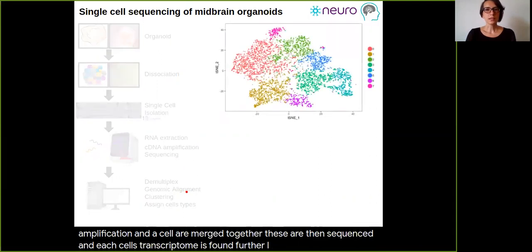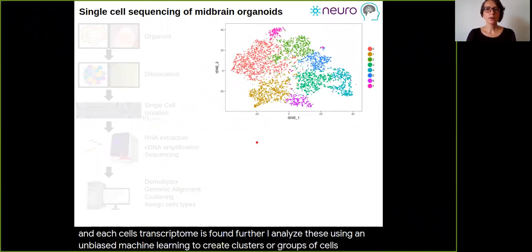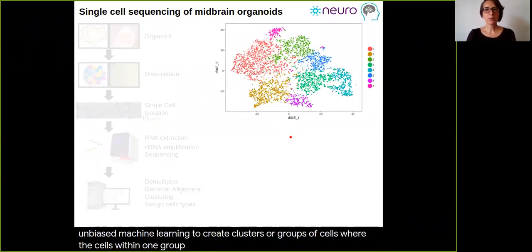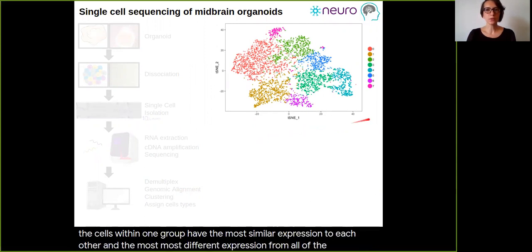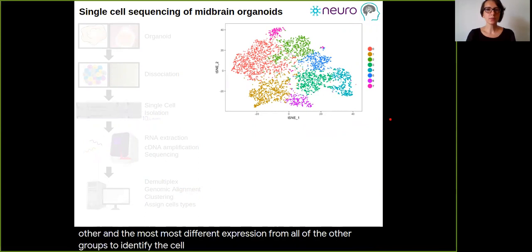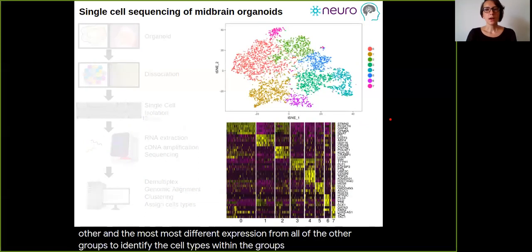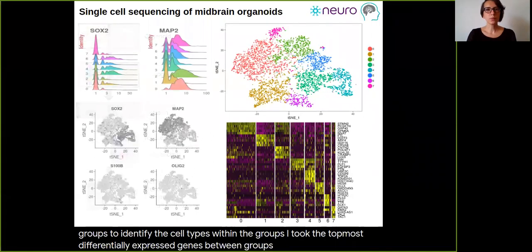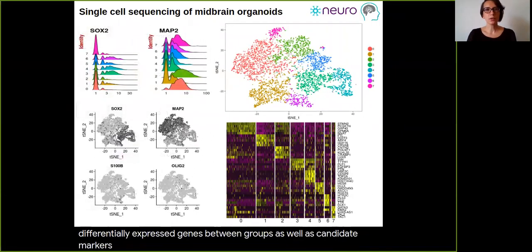Further, I analyzed these using unbiased machine learning to create clusters or groups of cells, where the cells within one group have the most similar expression to each other and the most different expression from all of the other groups. To identify the cell types within the groups, I took the top most differentially expressed genes between groups, as well as candidate markers that are known to be distinctive between cell types.